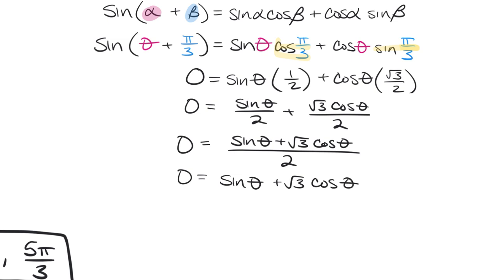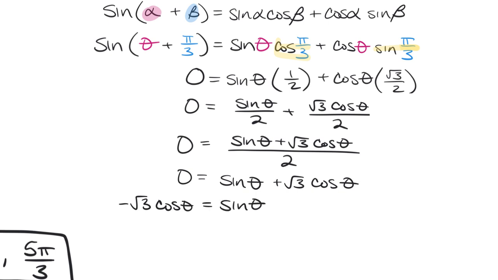Now we have to get creative here, and we haven't done this particular step yet. I don't see any squares, so there's no way that I could use a Pythagorean identity. They all have squares in them. I already have things in terms of sine and cosine, so there's no changing something to get something to cancel out. So instead, what I'm going to do is subtract the square root 3 cosine of theta to the other side.